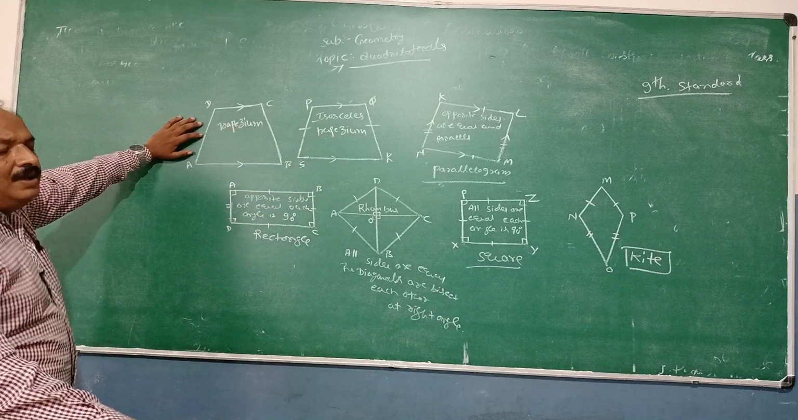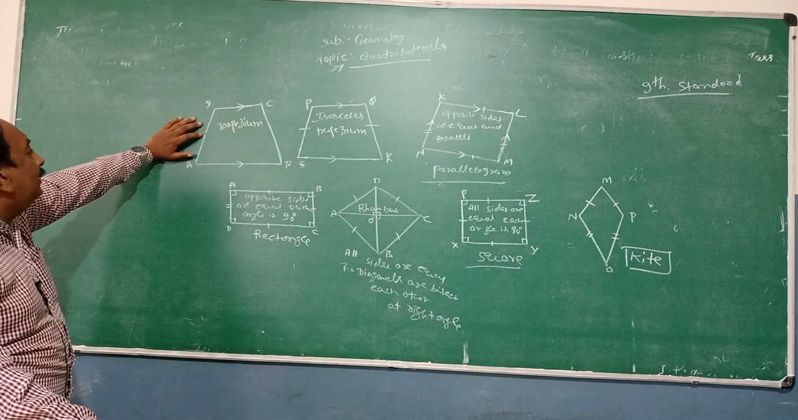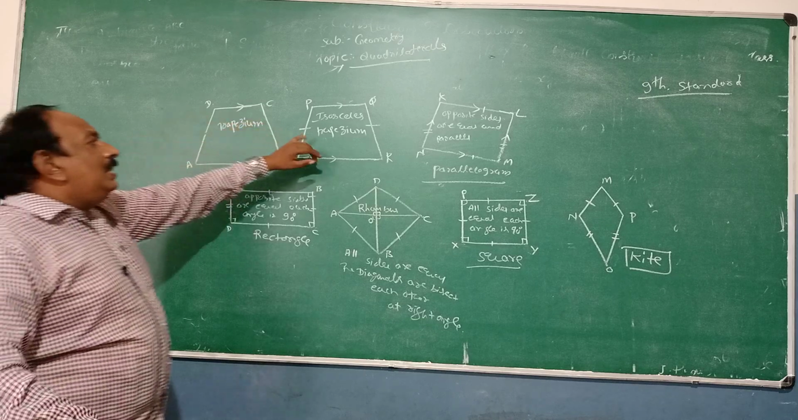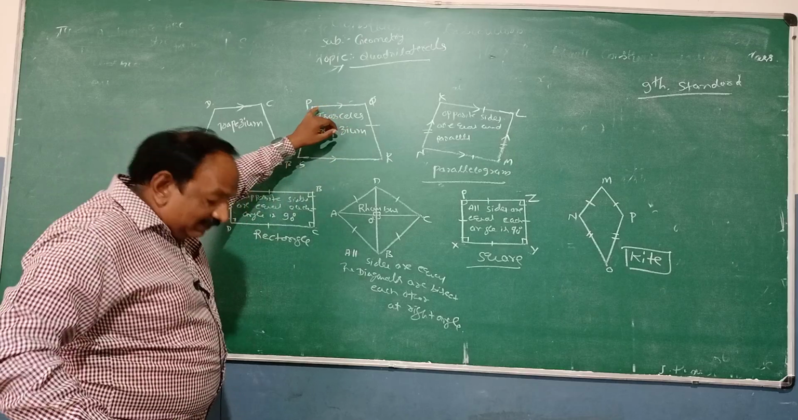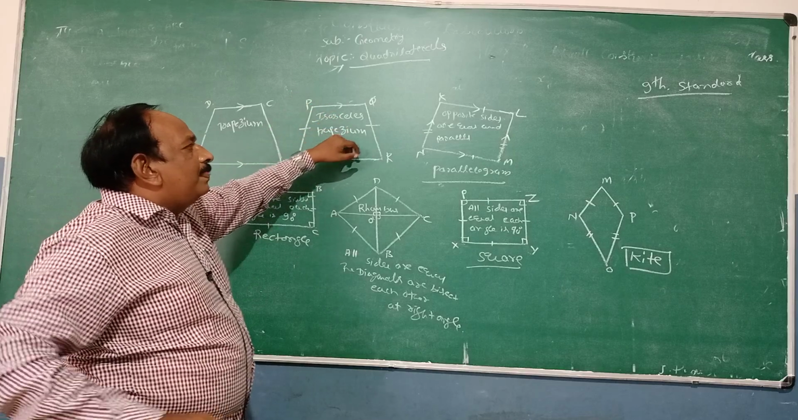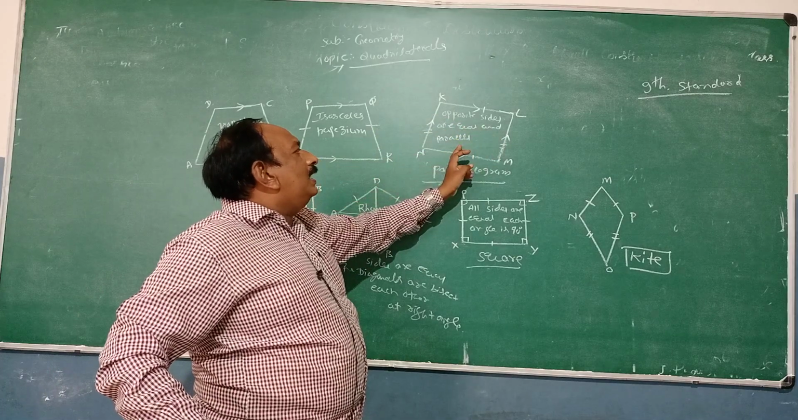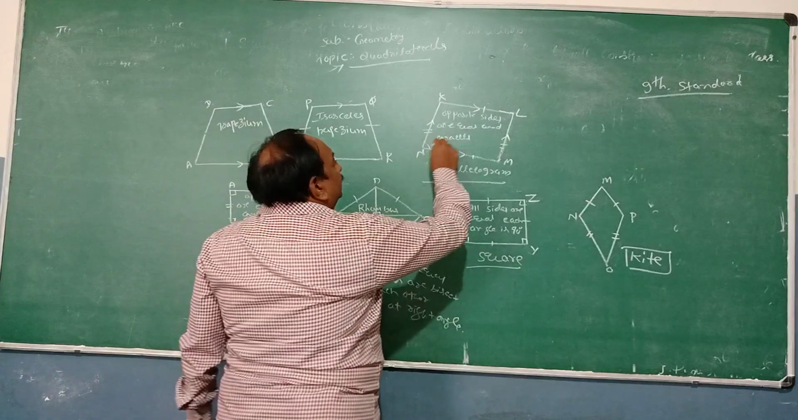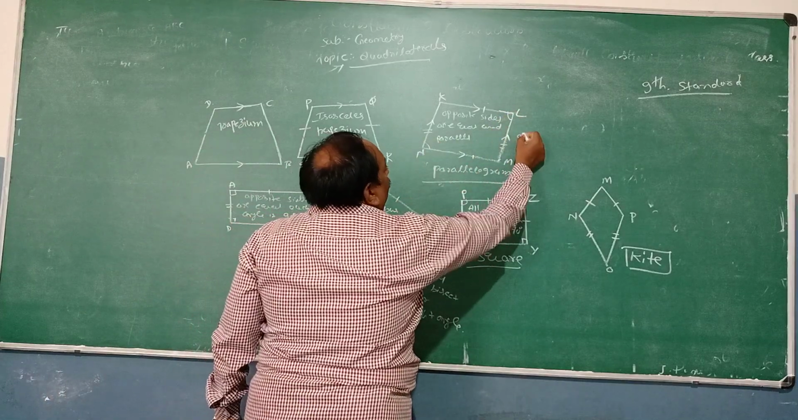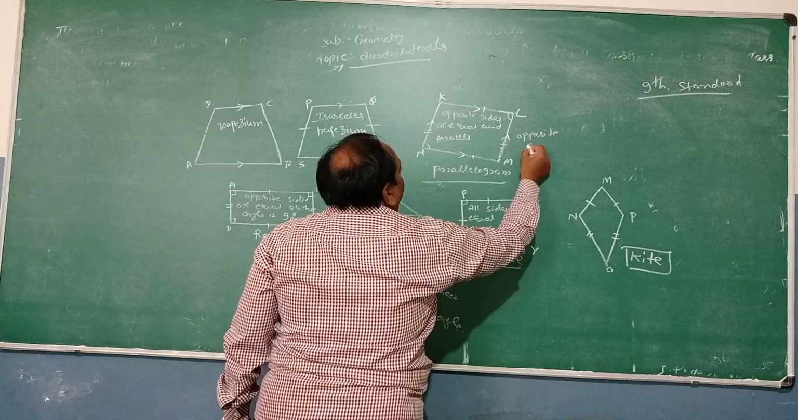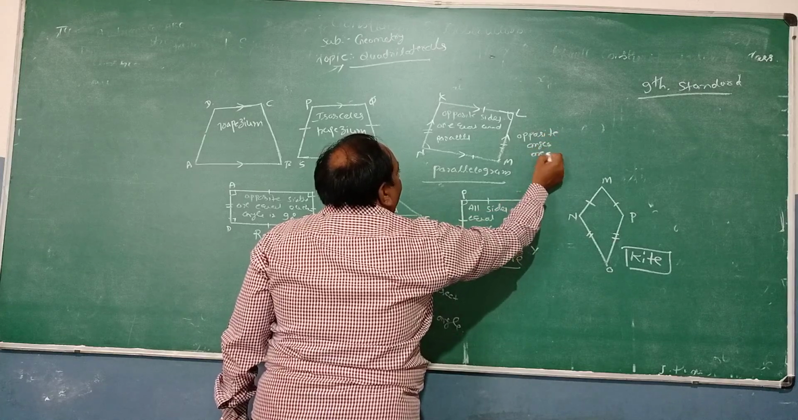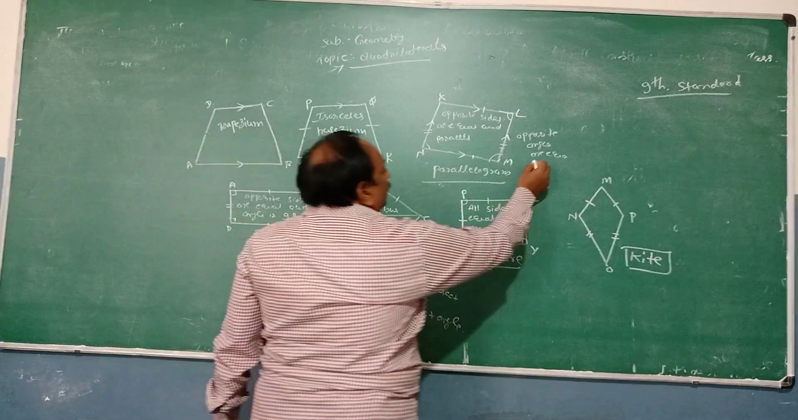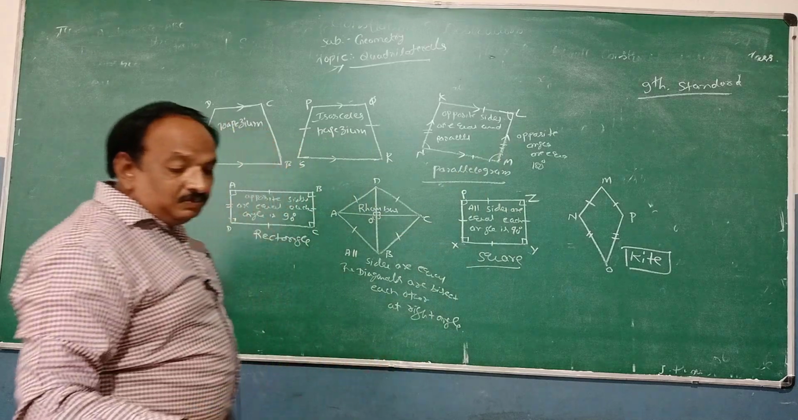What is a trapezium? A trapezium is a type of quadrilateral which contains one pair of parallel sides. If the non-parallel sides are equal, we call it an isosceles trapezium. If opposite sides are equal and parallel, we call it a parallelogram. Here also opposite angles are equal. You note down one more: opposite angles are equal, and the sum of adjacent angles of the parallelogram is supplementary. It means 180 degrees.